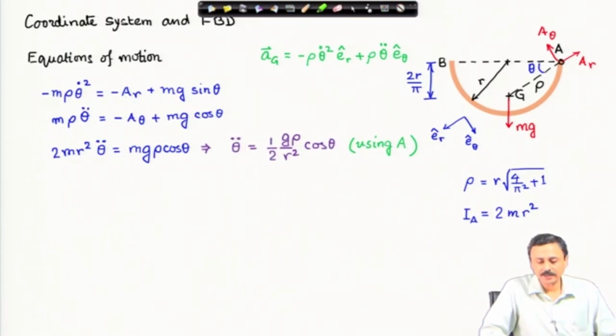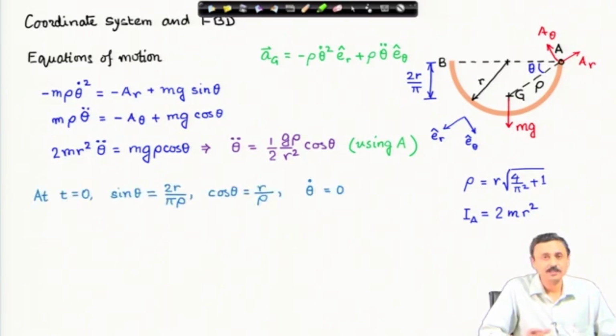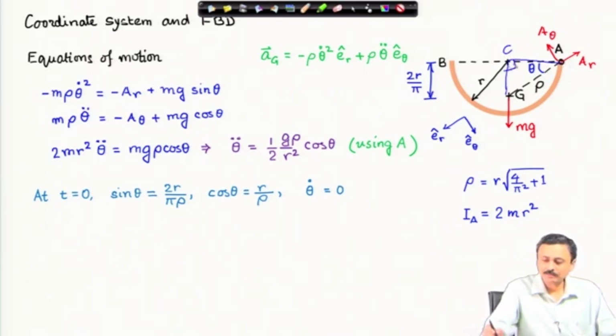From here I can solve for theta double dot, which is the angular acceleration, and that is what I have to find at time t equal to 0 plus, that means just as it is released. Sin theta is 2r by pi rho. This can be found because I have this right angle triangle CGA. I can write down sin theta and cosine theta, and right at the beginning, t equal to 0 plus, it is at rest. So, theta dot is 0.